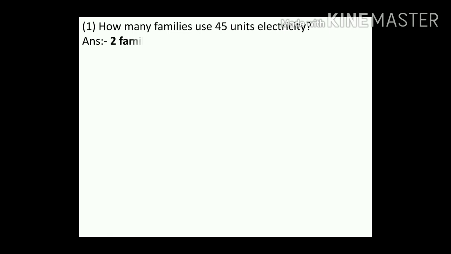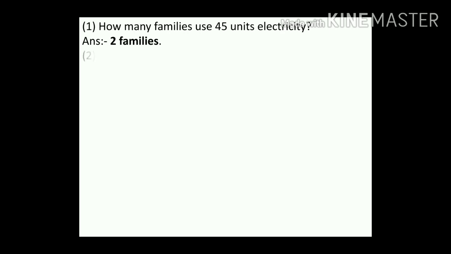First question. How many families use 45 units of electricity? Okay, children, how many families used 45? Here, 2 families. Okay, 2 families used 45 units of electricity.